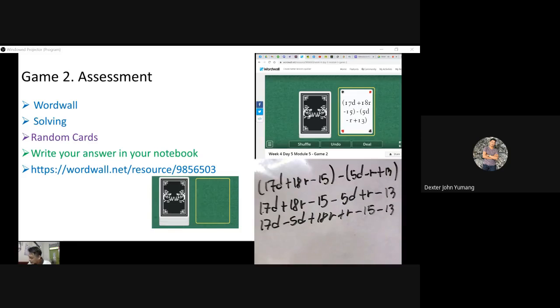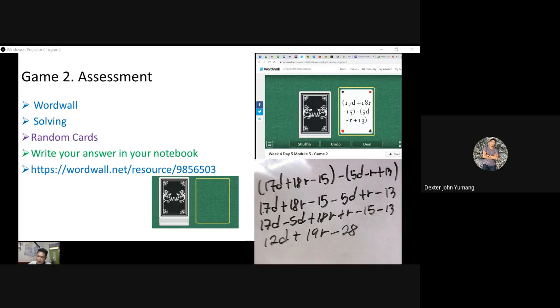Okay, combine na natin. 17 minus 5, that is 12B. Plus 18 plus invisible 1 sa R, so magiging 19R. Negative 15 yung utang mo, tapos meron ka pang negative 13 na utang. Ilan natin yung utang mo? 15 plus 13, 28. So, 28. Utang is negative. So, therefore, negative siya. 12B plus 19R minus 28. Okay? Yan po ang sagot. 12B plus 19R minus 28.